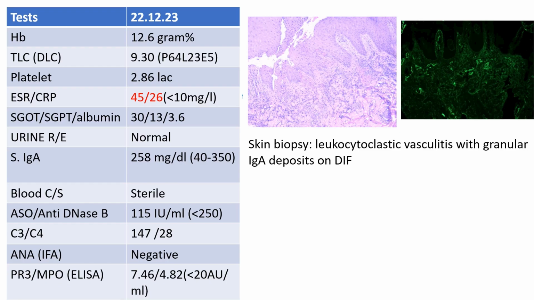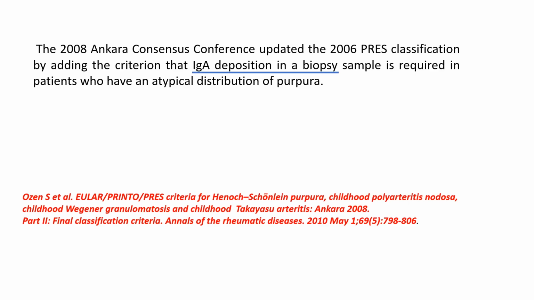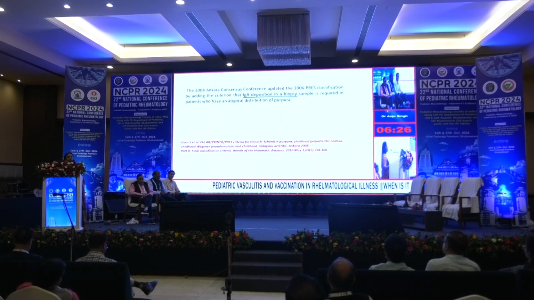So we found the child had leukocytoclastic vasculitis. On DIF, he had granular IgA deposits. So this child had atypical IgA vasculitis. As per the 2008 Ankara Consensus Conference, this criterion has been added to show IgA deposition in a biopsy sample of those who have atypical distribution of purpura or who have blister-like lesions.